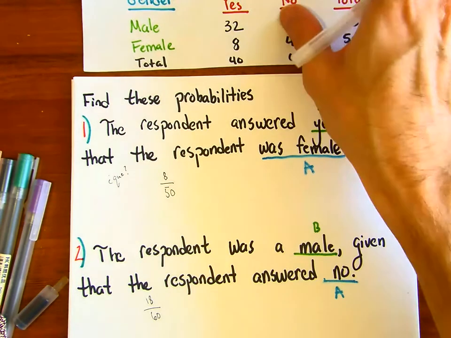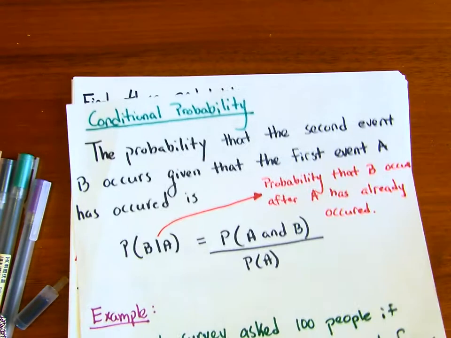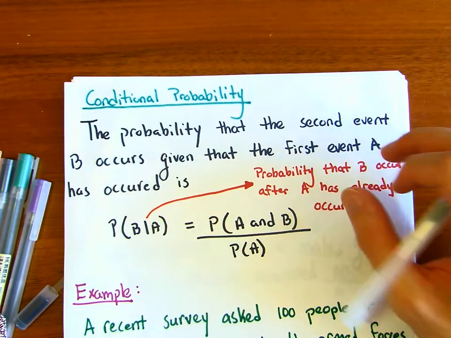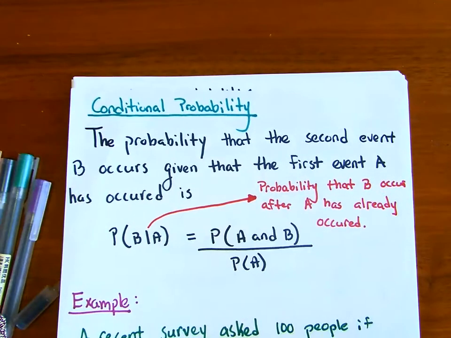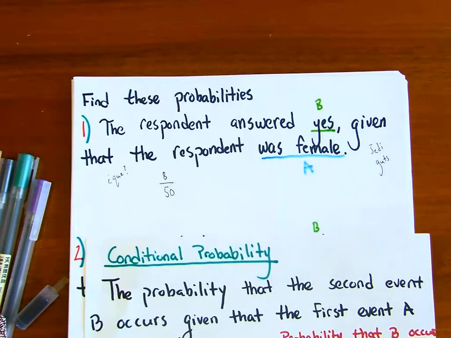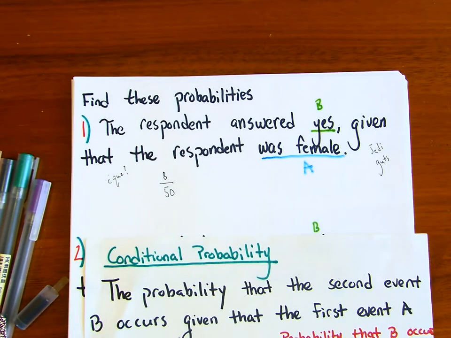But how can we use this little magic trick over here that I asked you to copy down and ignore before to actually go through this scenario over here? So let's take a look. The probability that B occurs after event A has already occurred.